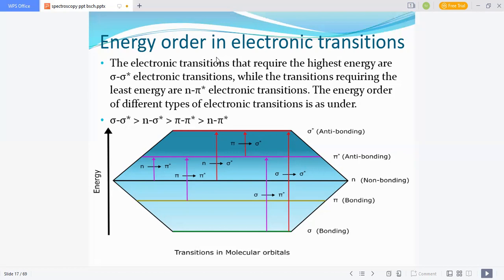The energy order of the different types of electronic transition is as follows: pi to pi star, n to pi star, sigma to sigma star, and n to sigma star. Sigma star is anti-bonding, pi star is anti-bonding, n is non-bonding, pi is bonding, and sigma is bonding.